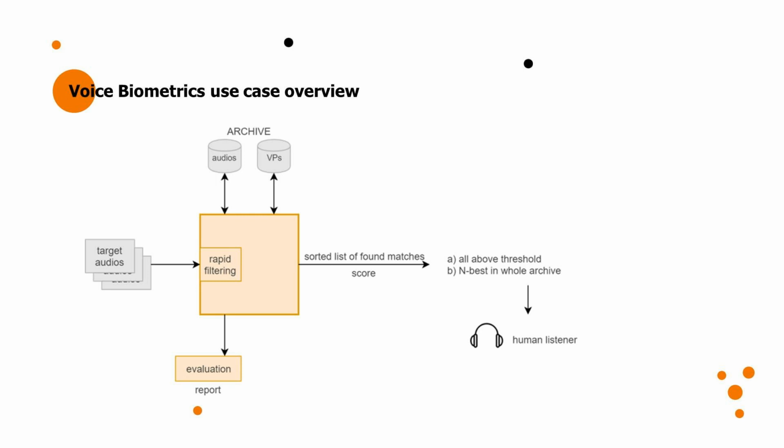Comparison results are presented in a list of found matches sorted by the match score. A human operator then can listen to selected recordings, for example to recordings with a match score higher than a certain threshold, or to a number of recordings with the highest match score, called N-best. Another possible output of the comparison is so-called evaluation report, which is used to evaluate the performance of speaker identification system.